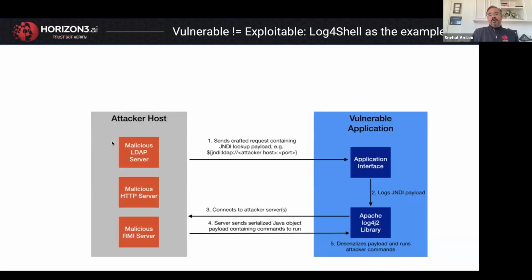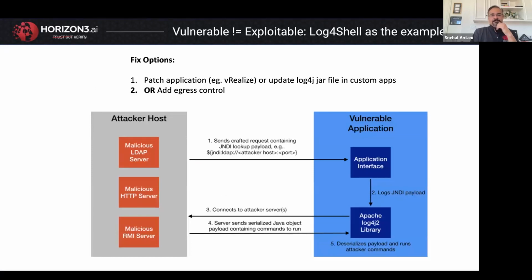So I'll leave you with the most important point here. Being vulnerable doesn't mean you're exploitable. So if you take Log4shell as an example, and back to that original workflow, there's 2 ways to fix this. Option 1 is to go off and patch the application that's vulnerable, whether it's vRealize or vCenter or whatever else, which might be difficult to do based on maintenance windows.